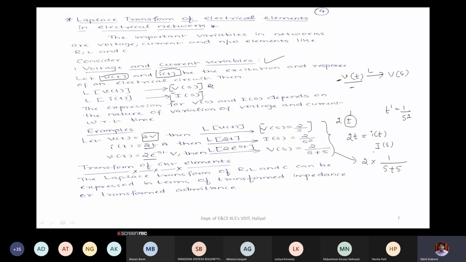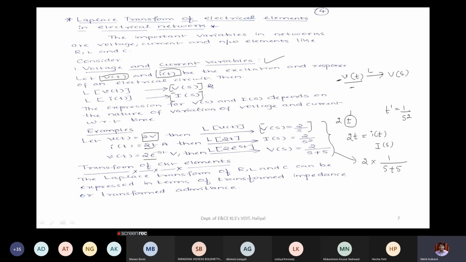Okay. So don't keep any doubts in your minds. If you have any doubts, because we have already derived it initially, this is the reason why we are dealing with standard functions of the Laplace transform initially.